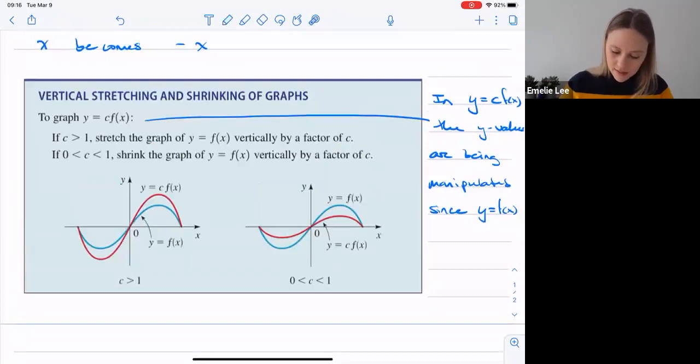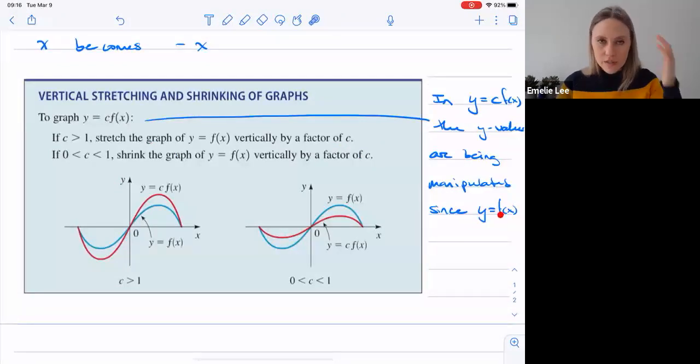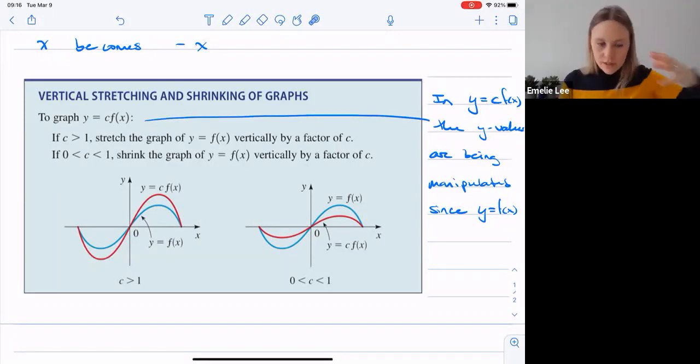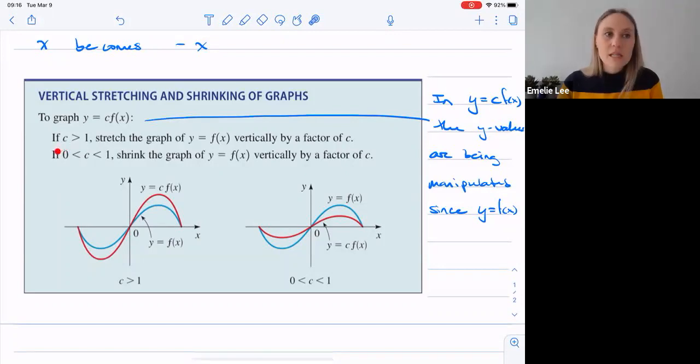Since y is f of x, that's something you always have to remember. So now my new transformed y is c times f of x, well, that's c times the y value. So that's what makes it shrink or stretch vertically. Now there are differences: if c is larger than 1, then that's one case. If c is some decimal between 0 and 1, then it's going to behave slightly differently. If c is larger than 1, you're going to stretch the graph vertically by a factor of c.